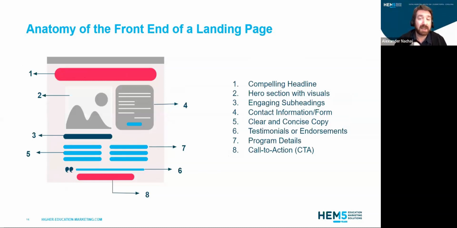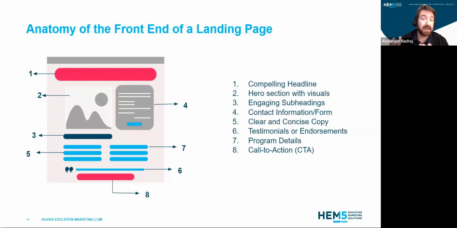So on a typical landing page, there's a few components you'd want to have. One would be a compelling headline. It could be reiterating the program or the offer, some key USP. It's important these days to have a hero section, so a big banner section with visuals, whether it's a static image or a video, depending on the capabilities of your landing page. People really like visuals, and they tend to engage well if the visuals are strong.